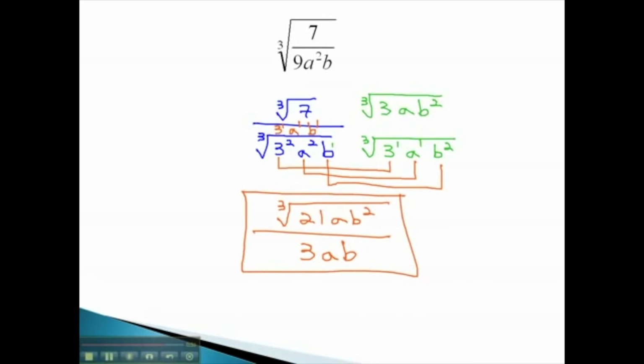By multiplying by any missing factors, using the index to decide how many we need, we can rationalize a denominator so that we have no radicals left on the bottom.